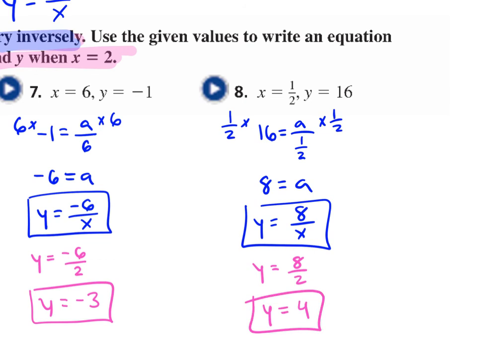So this is where we're going to stop for today. We're going to do the word problem tomorrow. So this is 7.1 part 1. You don't have to turn in the notes, but you can get started on the homework.